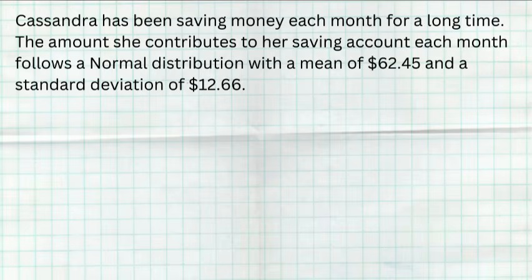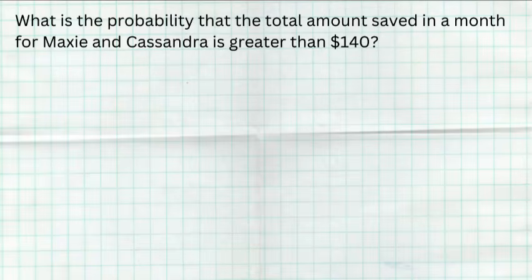Now let's continue here with another example. This time we're going to bring in another person, Cassandra. She contributes on average $62.45, but her standard deviation is $12.66. So a great question we could ask here is, let's combine them together. What is the probability that the total amount saved in a month for both Maxie and Cassandra is greater than $140? Now, we're not just talking about Cassandra, we're not just talking about Maxie, we're talking about both of them together.